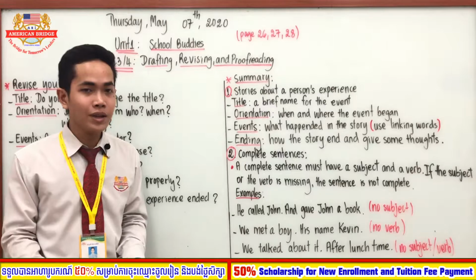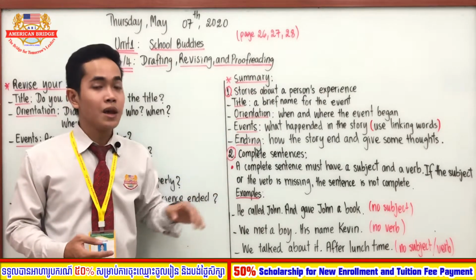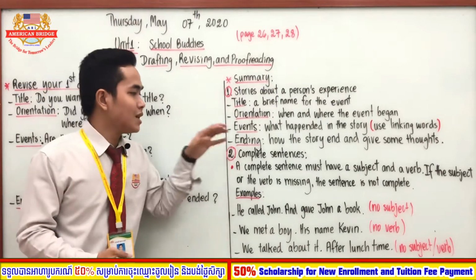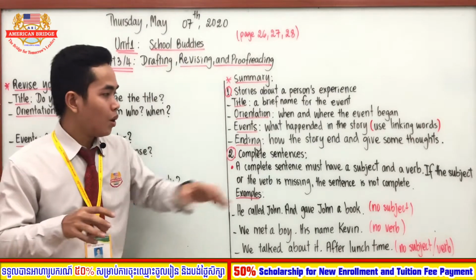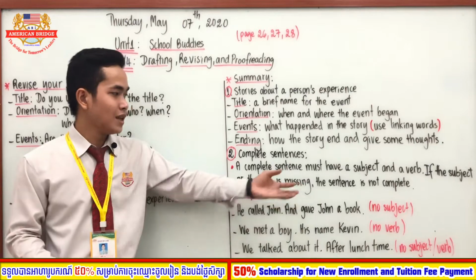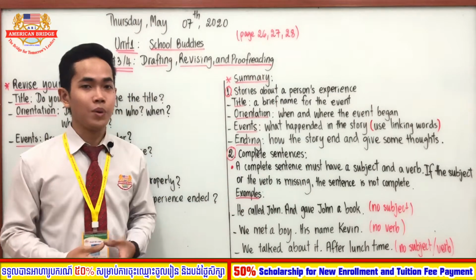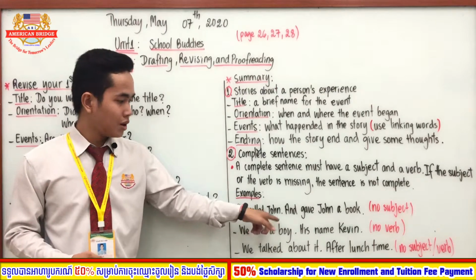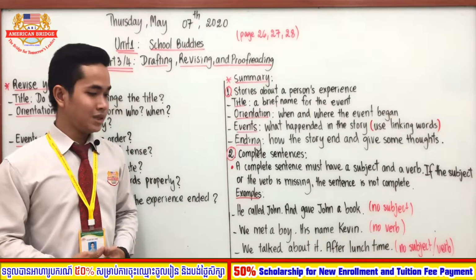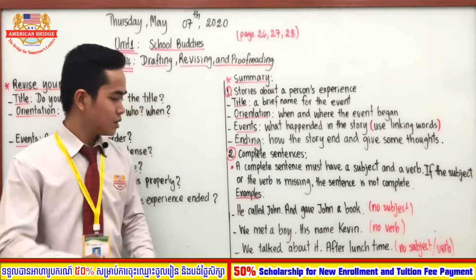Get it, everyone? Good. So next is number 2, complete sentences. We have learned about complete sentences already. You know, a complete sentence must have a subject and a verb. If the subject or the verb is missing, the sentence is not complete. Let's look at the examples on the whiteboard. He called John and gave John a book. Right, so which one is the subject in this sentence?